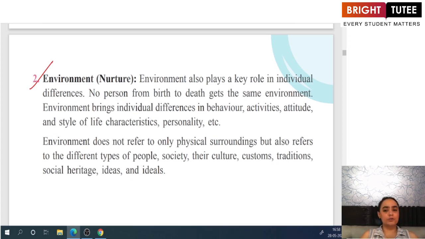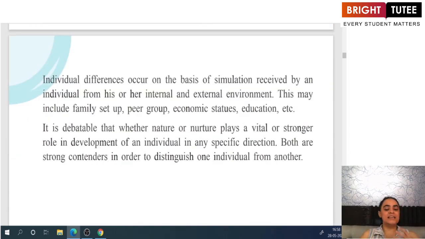So environment does not only mean the physical or external factors that influence your overall growth and development, but also the people you are surrounded with, the society that you live in, the culture and traditions that you follow, the ideas, notions and opinions that you have within yourself. Also, these differences with respect to environment can be because of what lies within the family. Apart from the external features of society and people, within the family, how are they brought up? What kind of a peer group do they have? What is the economic status of the parents? What kind of education are they imparted with? That also impacts your differences.